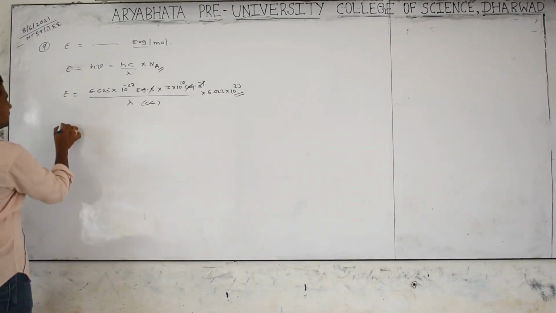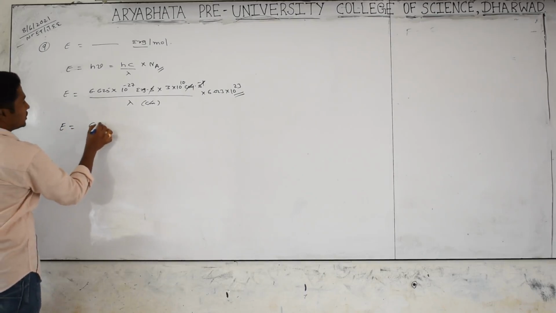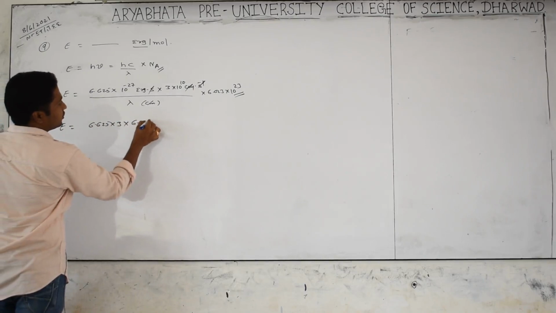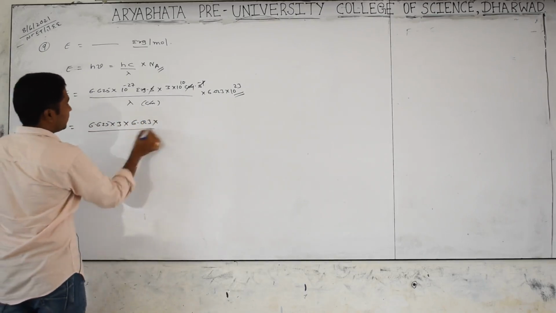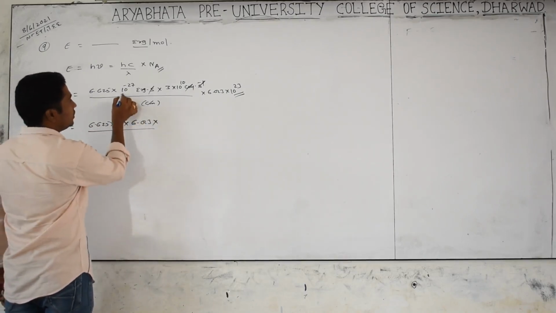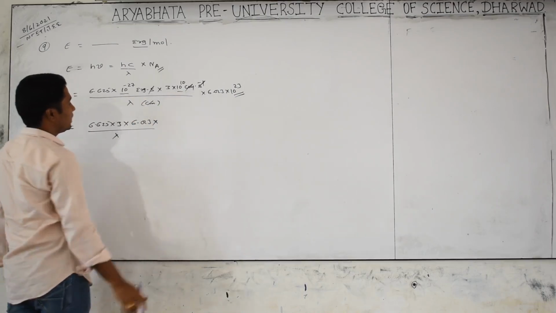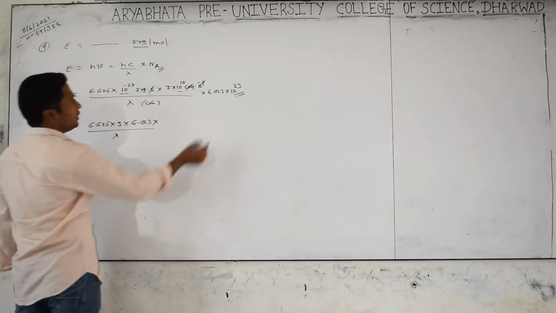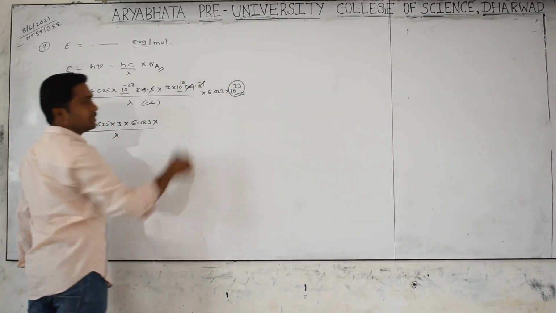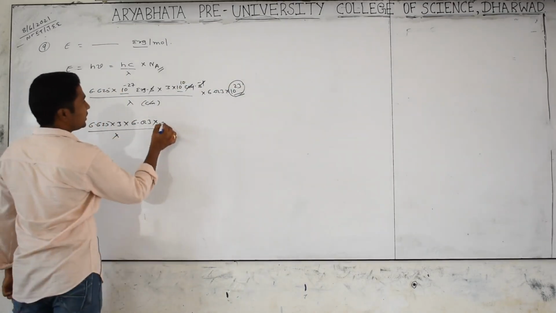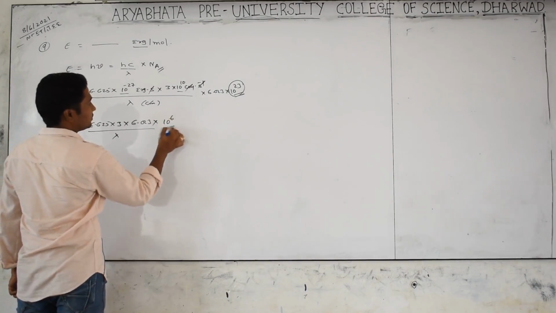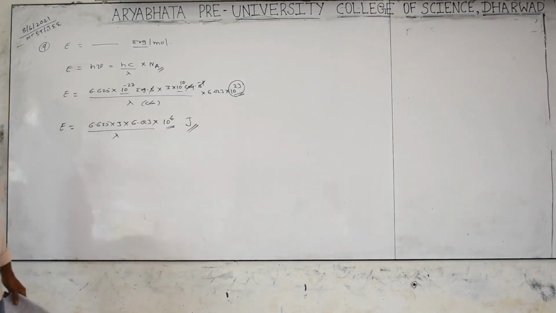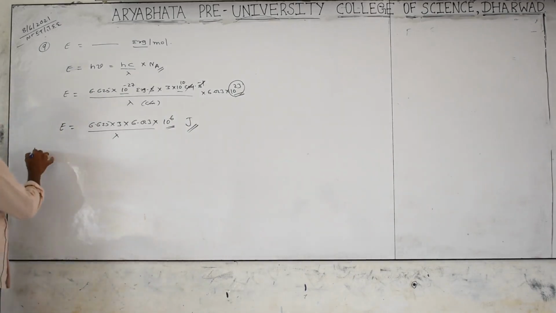Do the simplification. Energy is equal to 6.625 into 3 into 6.023 by lambda, as usual, into 10 to the power of minus 27, 10 to the power of 10, and 10 to the power of 23, which is nothing but 10 to the power of 6, coming in joules. You do the simplification and you will get it. And go for the 10th question.